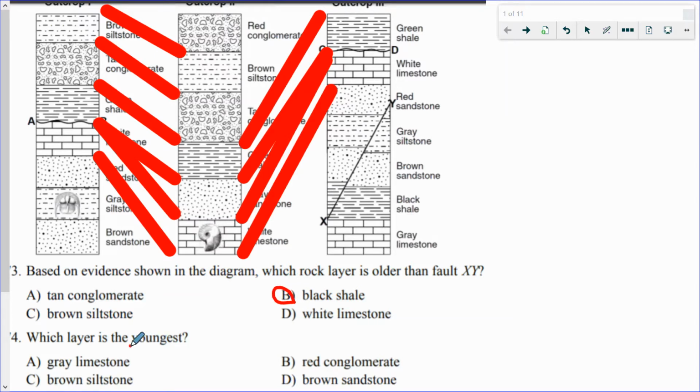Which layer is the youngest? Now this makes everything more simple. We knew right off the bat it had to be one of these three, but since I matched up all my rocks, red conglomerate comes out as the youngest. The oldest would have been the gray limestone.